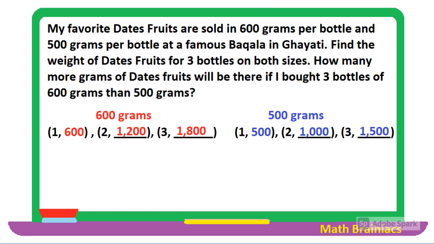We are going to answer now the question, how many more grams of date fruits will be there if I bought 3 bottles of 600 grams than 500 grams? For 3 bottles of 600 grams, there will be 1,800, while for 500 grams, there will be 1,500. Therefore, we are going to subtract 1,500 from 1,800, and there will be a difference of 300 grams. Consequently, there will be 300 grams more of dates fruits in 3 bottles of 600 grams than 500 grams.